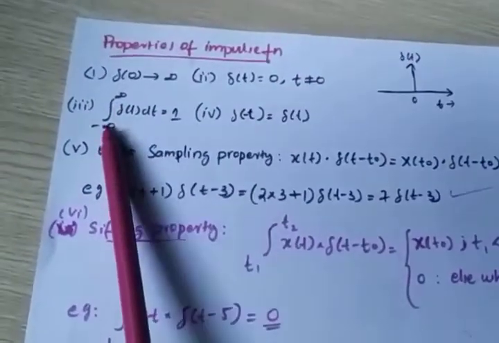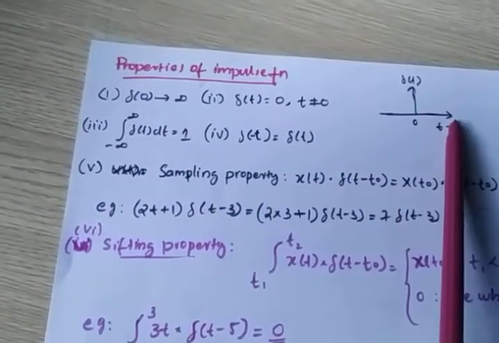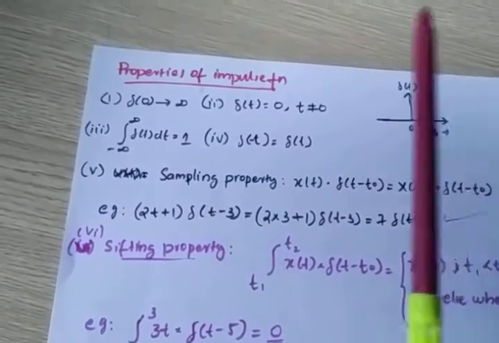Another important property: the integral from minus infinity to plus infinity of del of t dt equals 1. That means if you integrate this function from minus infinity to plus infinity, you will get the value 1.